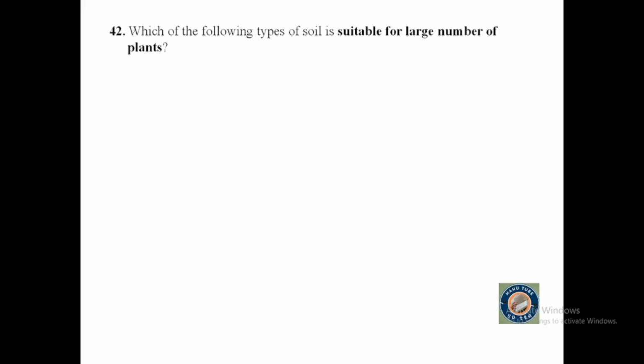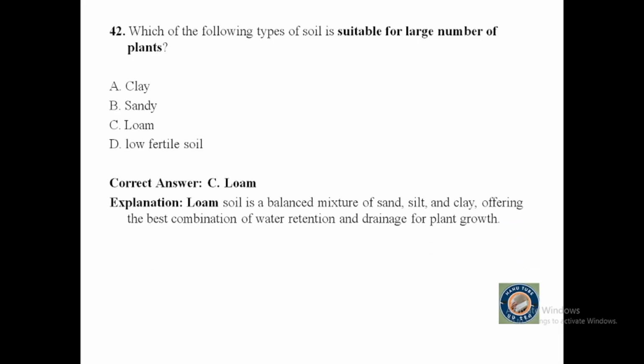Question number 42. Which of the following types of soil is suitable for a large number of plants? A. Clay. B. Sandy. C. Loam. D. Low fertile soil. The answer is loam. Loam soil is a balanced mixture of sand, silt and clay, offering the best combination of water retention and drainage for plant growth.